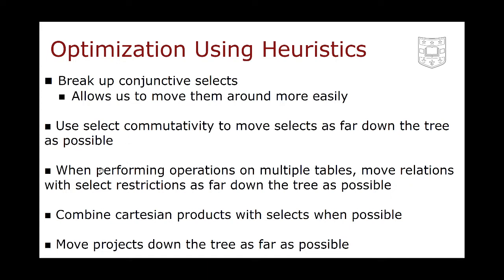Then, when performing operations on multiple tables, so if I'm performing an operation on multiple tables, that means I'm using what? Join. So if I have a query that involves a join, a query that requires multiple tables, any relations that have select restrictions applied to them, I'm going to move as far down the tree as possible.